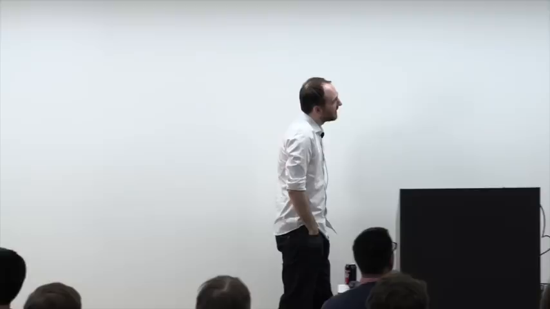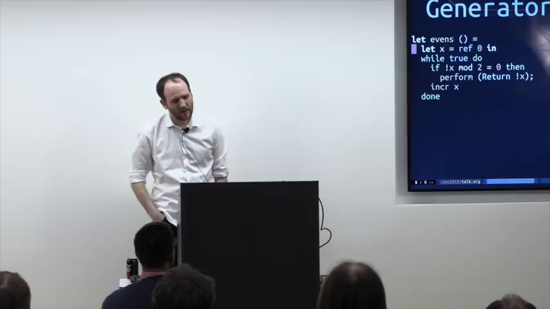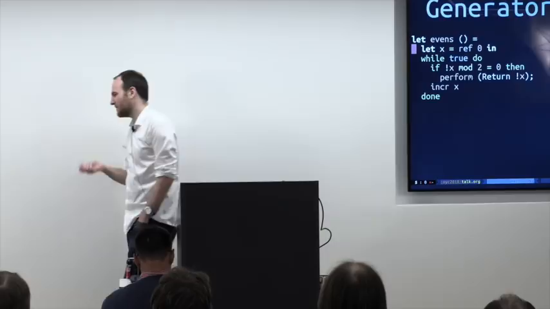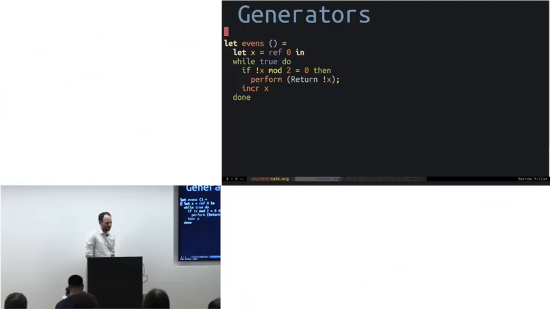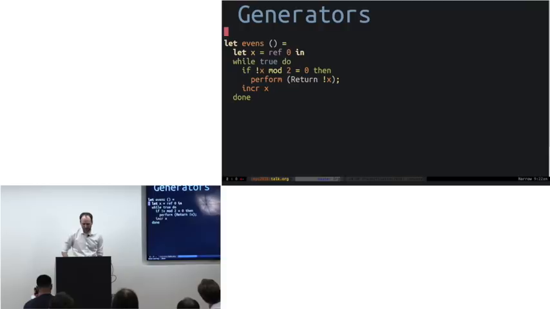So this function here, we have an evens function. Some people describe a generator as a function that returns multiple times over and over again. For the purposes of this, I would think of a generator more as a function that takes a value, it returns a value, but as a side effect, it produces some stream of values. From that perspective, you can see how this function is a generator.